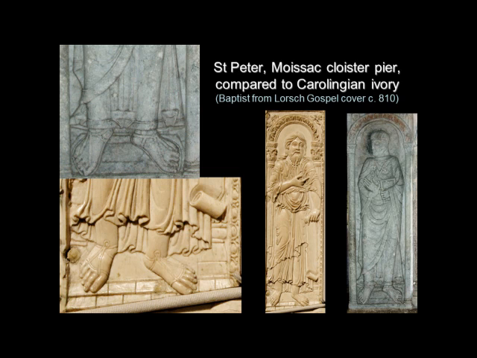This is the Lorsch Gospel cover, and I just took the detail of St. John the Baptist from that. And as you can see, St. Peter's feet and his sandals bear a resemblance to this Carolingian ivory. So to me, it sort of confirms the idea that the plaque style comes from studying and enlarging designs that may have originally been created in ivory work.